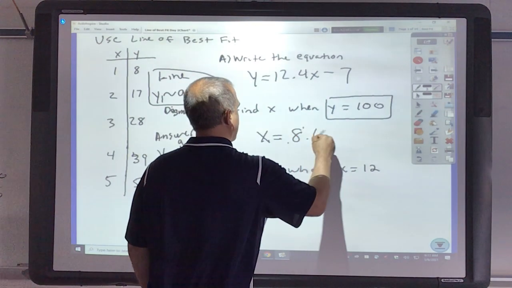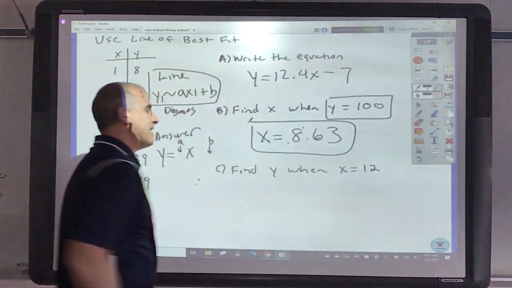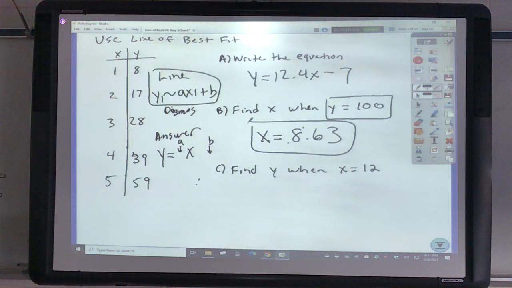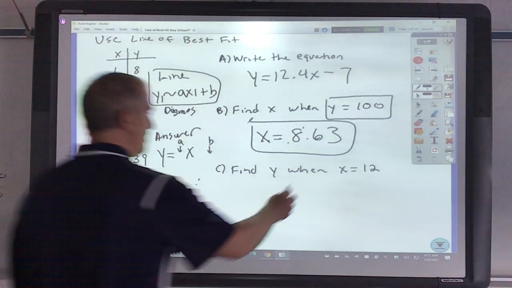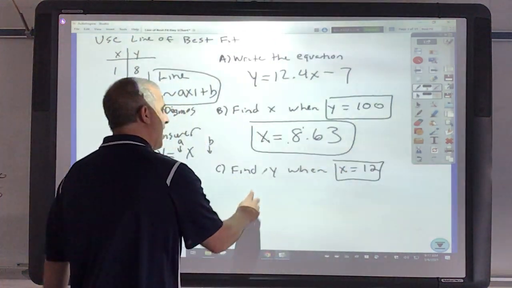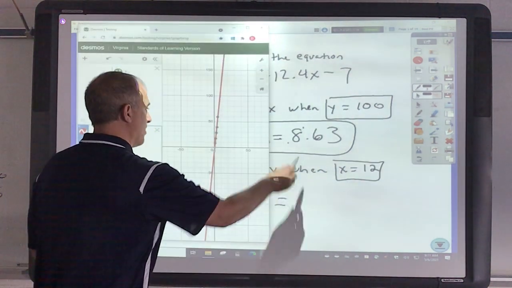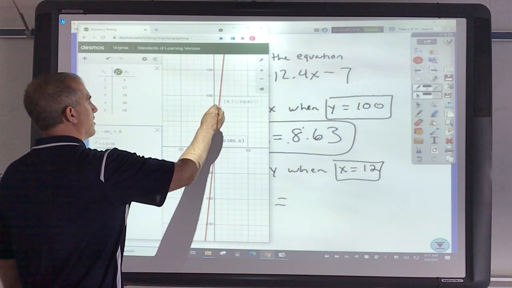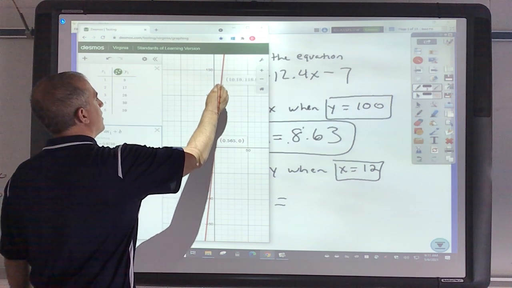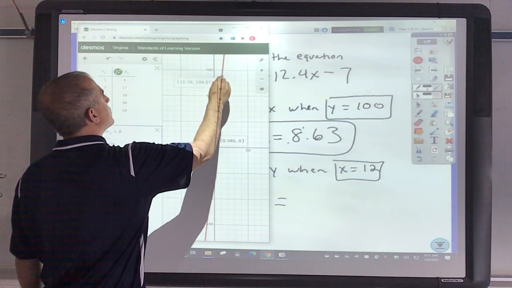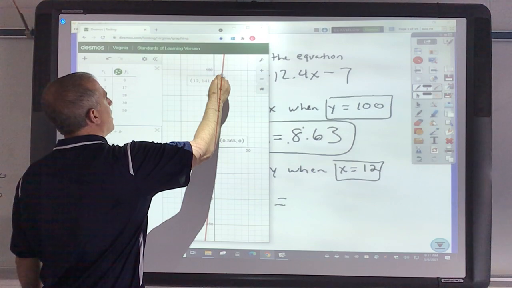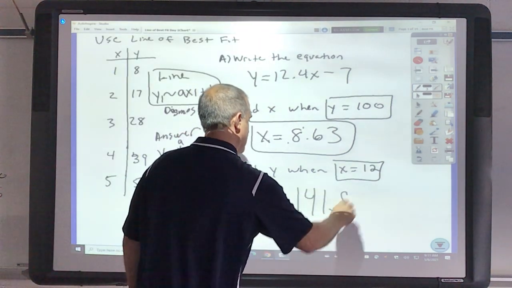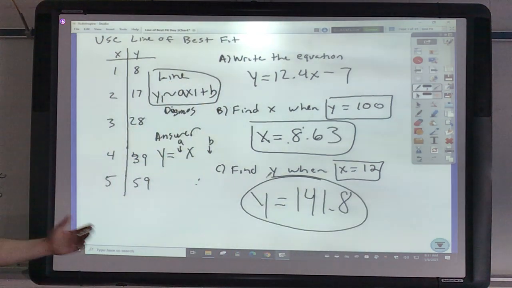8.63. Okay, you can be sort of close. If you want to put 8.62, you're fine. Just be relatively close. Remember, the line of best fit is just a prediction anyway. Now this says find y when x is 12. So I want to move this till I get the x coordinate being 12. All right, x coordinate getting close to 12. It's 141.8. So you just drag that until you get those values. That's how simple that is.